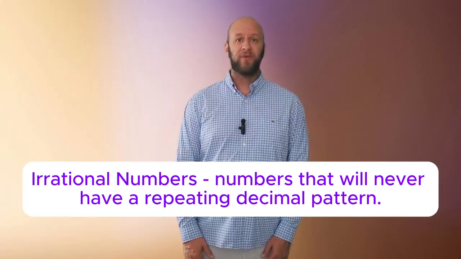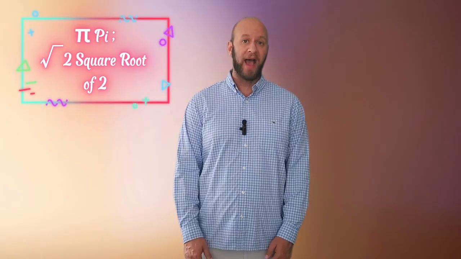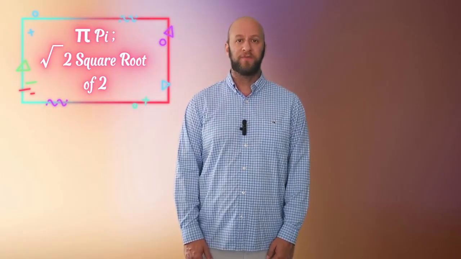Irrational numbers, on the other hand, will never experience a repeating decimal pattern, no matter how far they are expanded. Their decimal expansion goes on forever without ever repeating. Also, unlike rational numbers, irrational numbers can't be written as simple fractions. The two most famous examples of irrational numbers are pi and the square root of 2.